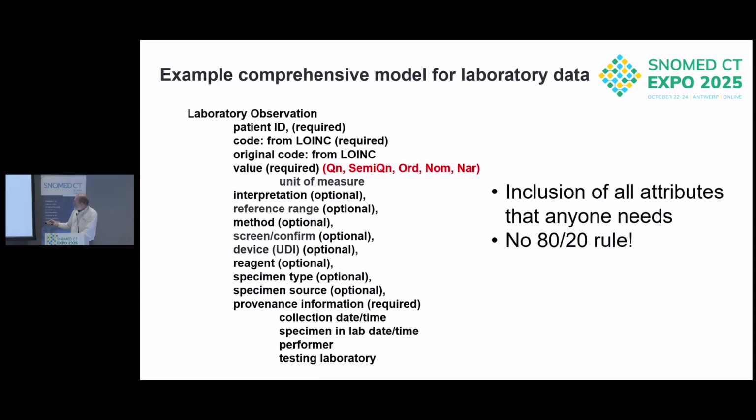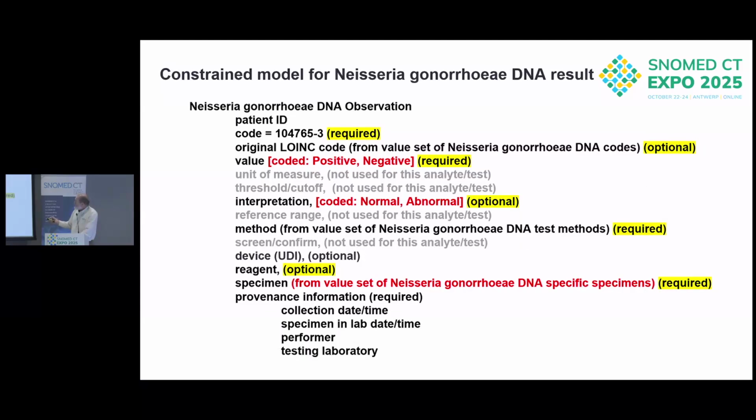So what happens then is we say, okay, if we're going to send Neisseria gonorrhea data, we don't have units of measure because this thing just says positive and negative up here. We don't have threshold or cutoff in this particular case. We've got interpretation, but that's optional. Required is the LOINC code. Required is an actual value here, and then you've got a method. This one is required because we want to know what kind of DNA, but that's arbitrary. I'm just asserting that in this use case, but in other use cases that could be optional as well.